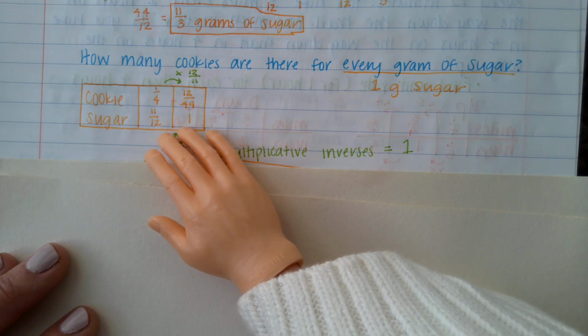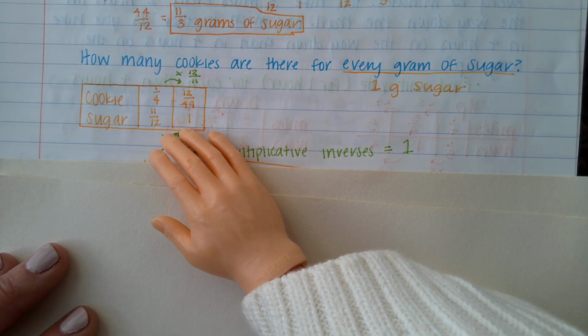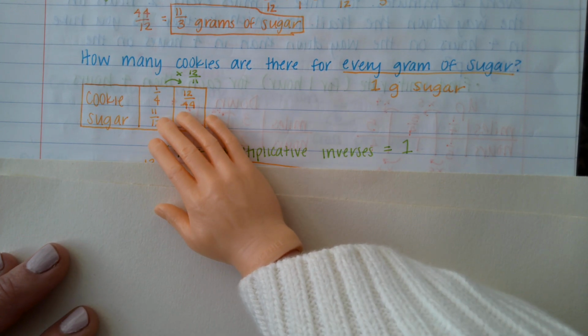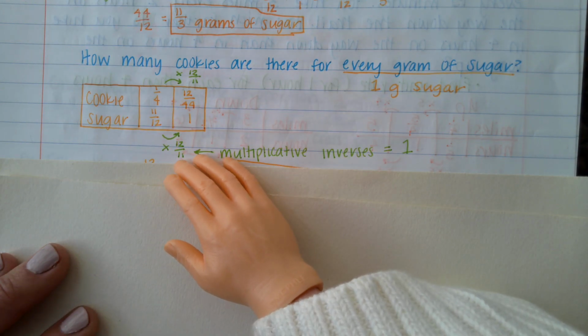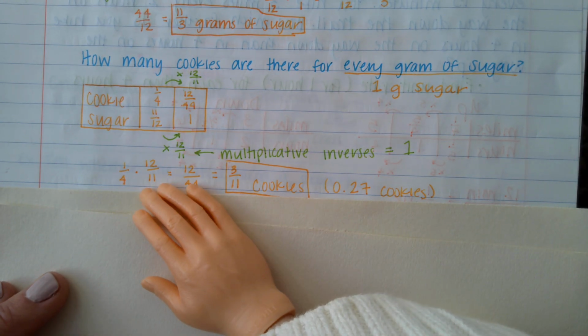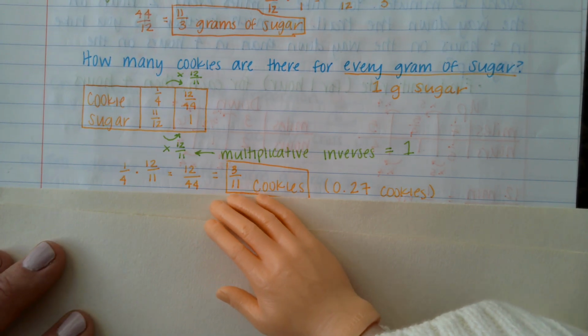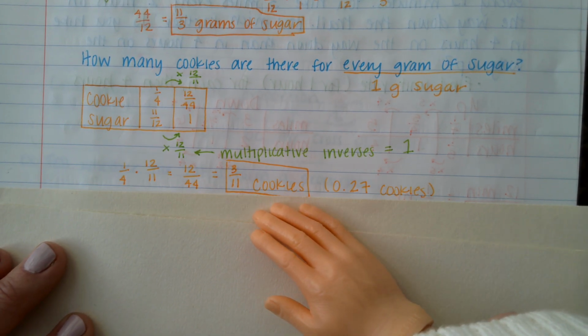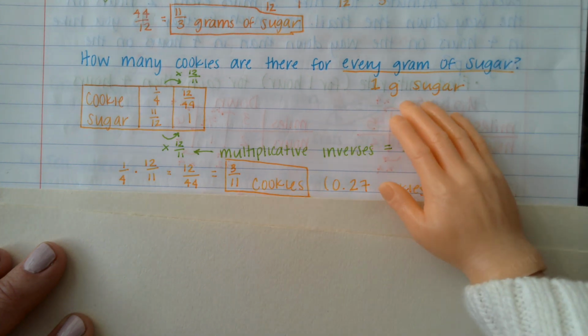So any number divided by itself makes 1. So dividing by 11/12 is the same as multiplying by 12 over 11. So 1/4 multiplied by 12 over 11 gives 12 over 44, reduces to 3/11. So we have 3/11 of a cookie for every gram of sugar.